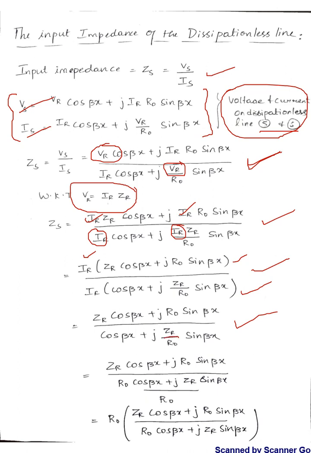After that, can you see R naught here? Yes, this R naught, I'm going to take LCM. If I take LCM, what will happen? I'm writing the numerator as it is, and in the denominator I'm going to take this R naught to this cos beta x also. So R naught cos beta x plus j Zr sin beta x, and the whole divided by R naught. This is how I got this equation. Now can I take this R naught to the numerator? If I take R naught to the numerator, R naught will be kept outside the bracket, and the remaining terms I'm going to write as it is.